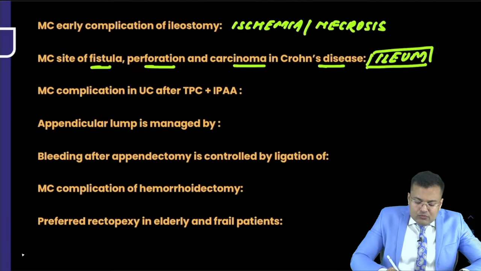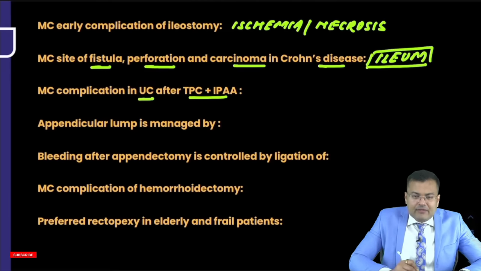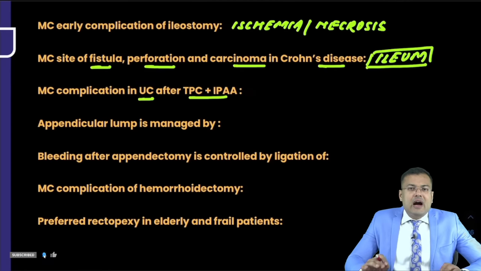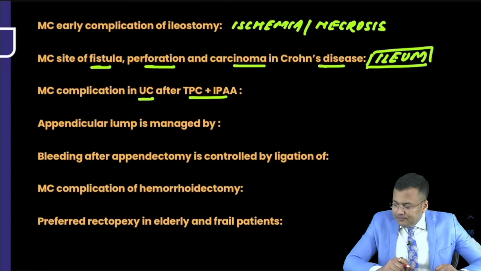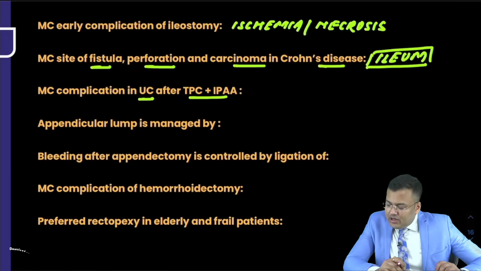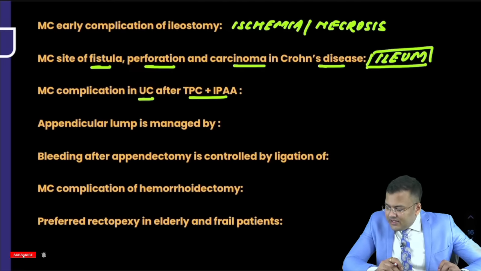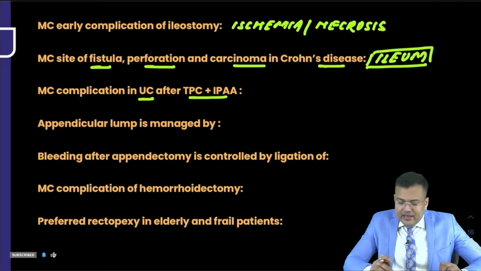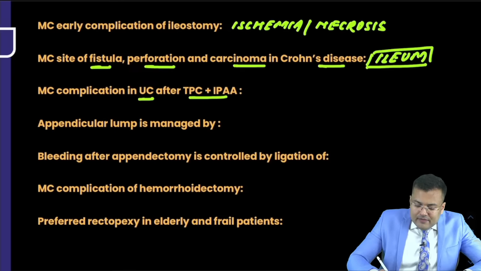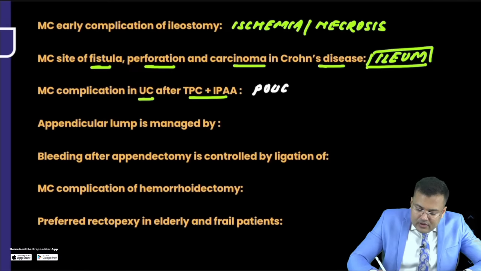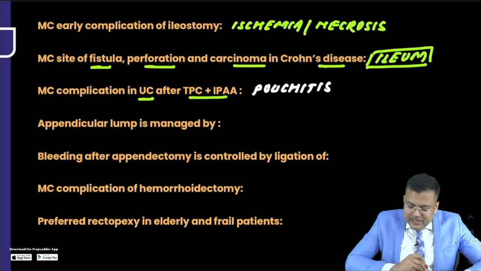Next, tell me, guys, most common complication in ulcerative colitis after total proctocolectomy plus ileal pouch anal anastomosis. Most common complication. It is not leak. Very good. Yes, it is pouchitis, that is inflammation of pouch. So this is inflammation of pouch known as pouchitis.